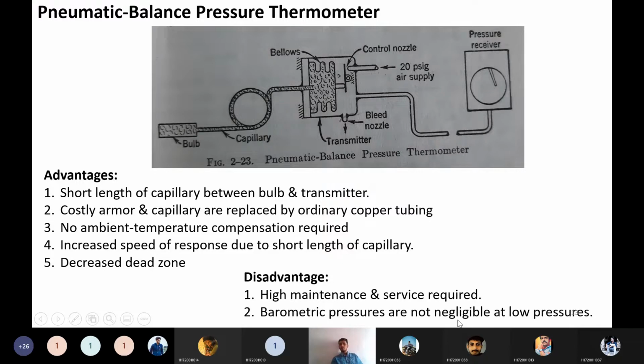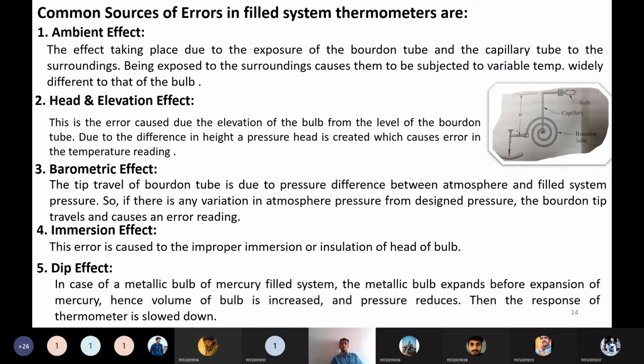And barometric pressures are not negligible at low pressures. At low pressure, the atmospheric pressure will have some effect on the measurements. Why? Because if the pressure is very low, then the external and internal pressure will not have a proper balance in between them. Due to this imbalance, the expansion of this bellows will be high or low, depending on the particular error induced.